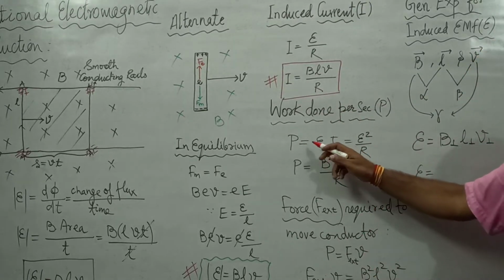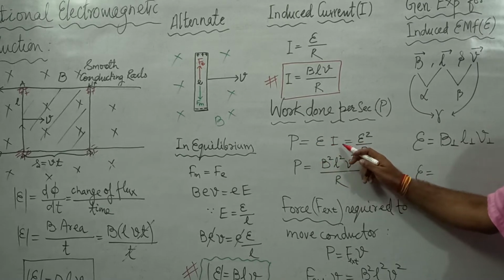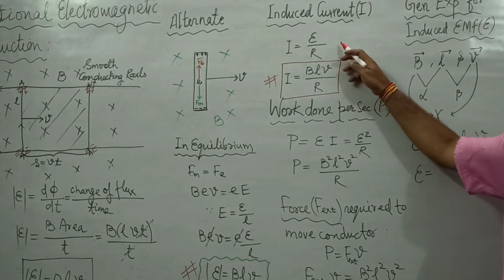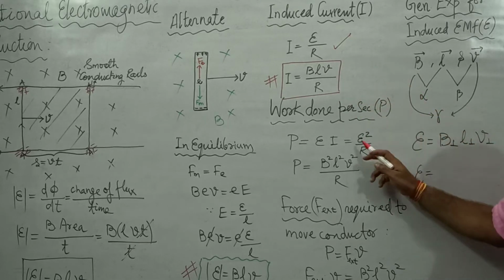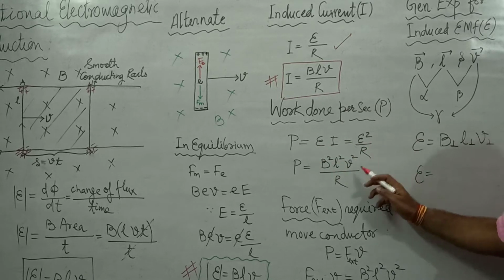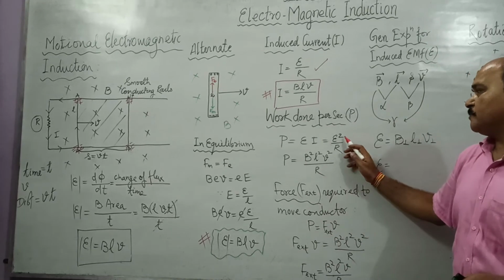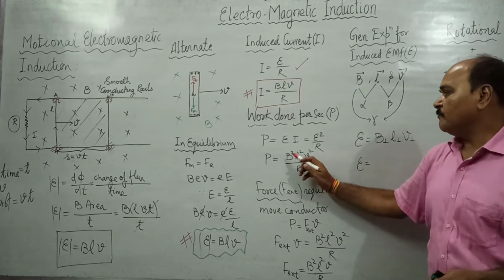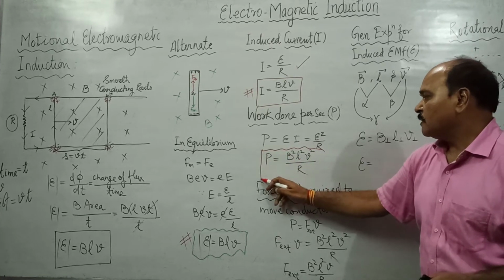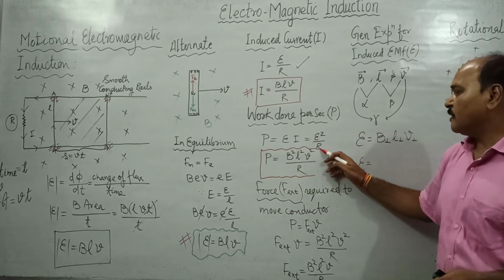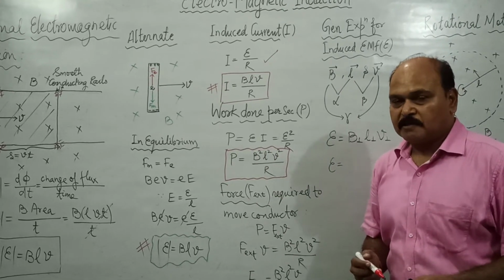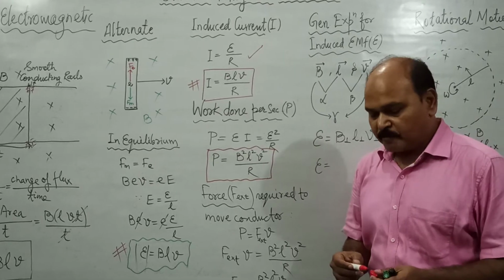So what is work done per second? E into I. And what is I? This I is equal to E upon R. If we substitute I as E upon R, we get P as E square upon R. What is the value of E? The value of E is BLV. If we substitute the value of E as BLV, we get the value of power as B square L square V square upon R. This is the value of energy required to move the conductor per second, or work done in moving the conductor per second.